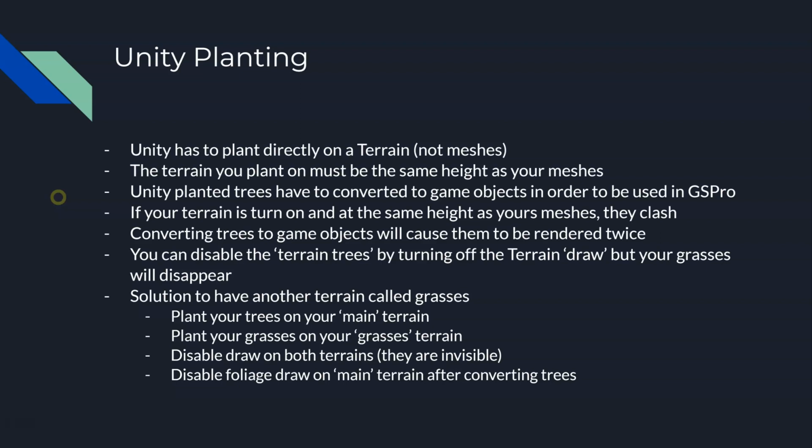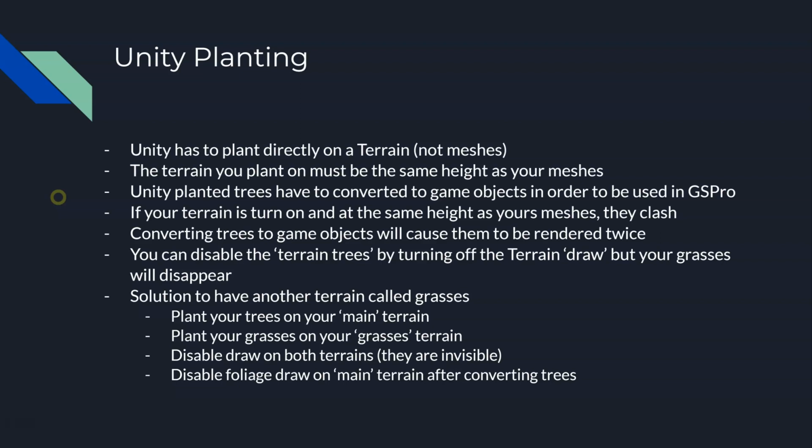So Unity has to plant on a terrain, not a mesh. We brought our meshes in, and Unity wants to plant on a terrain. Remember our terrain that we brought in with our LiDAR, it needs to plant on that. Now, VS Pro has some flexibility there, but we're not talking about VS Pro, we're talking about Unity. So we have to plant on a terrain. The terrain, so that leaves us with a problem.